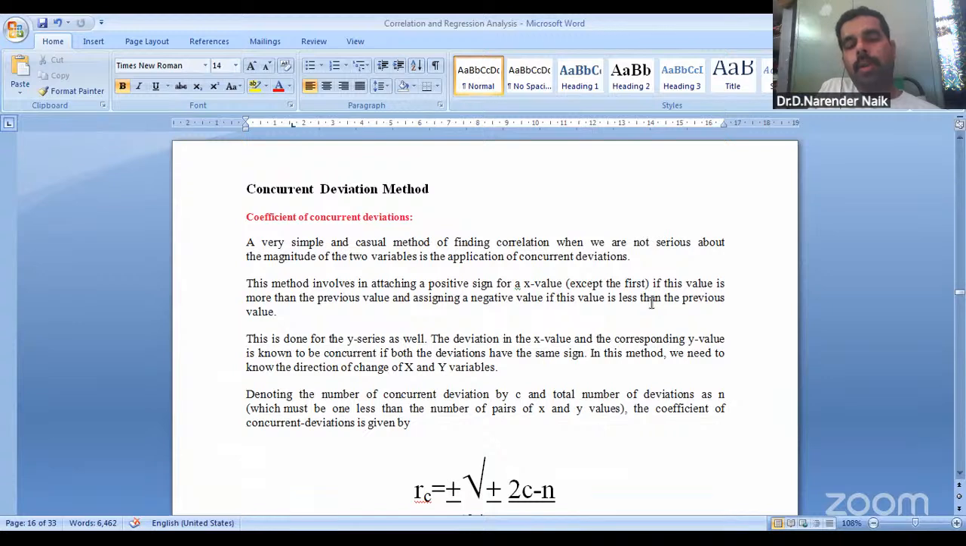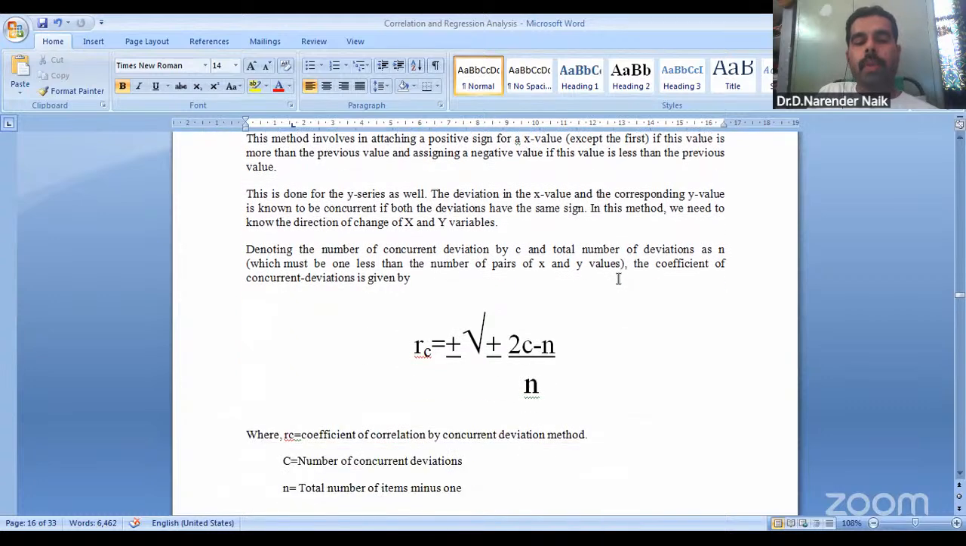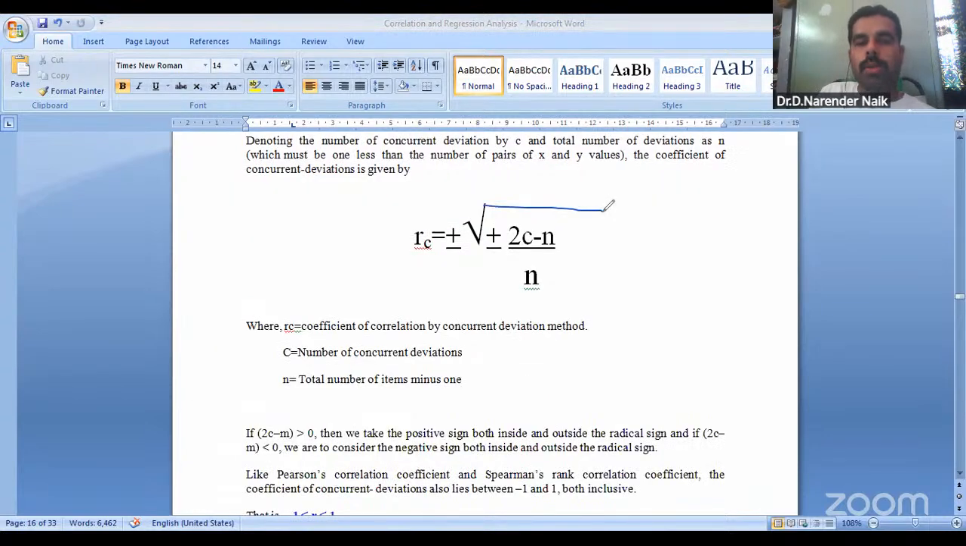the coefficient of concurrent deviations is given by rc is equal to plus or minus, under the root, plus or minus (2c minus n) by n. So this is the formula. Here rc is the coefficient of correlation by concurrent deviation, c is the number of concurrent deviations, and n is the total number of items minus 1.